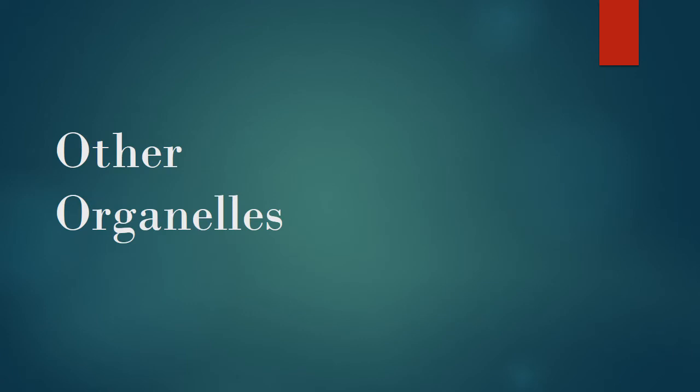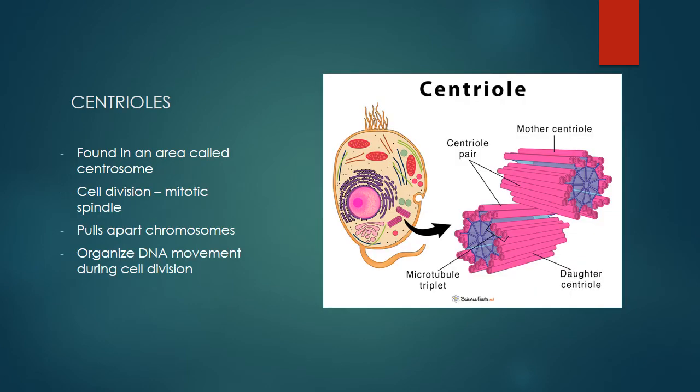There are other organelles you can find within the cell. Centrioles. Centrioles are found in an area called the centrosome. Centrosome is a cellular structure located near the nucleus that is involved in the process of cell division.